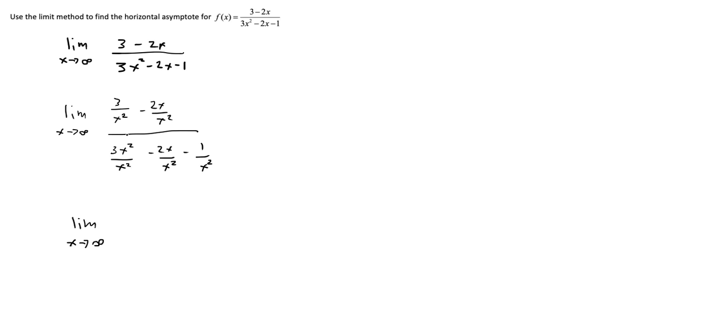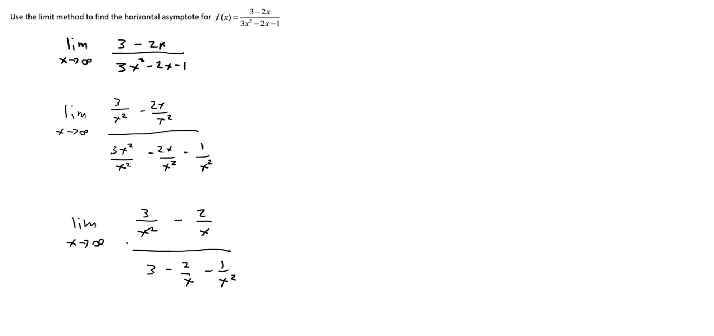Of course, nothing can cancel out here, so we just have 3 over x squared. Here, one of the x's can cancel, so we get 2 over x. On the denominator, x squared divided by x squared is just 3. Here we get just 2 over x, and the last term is just 1 over x squared. Everything is simplified now.